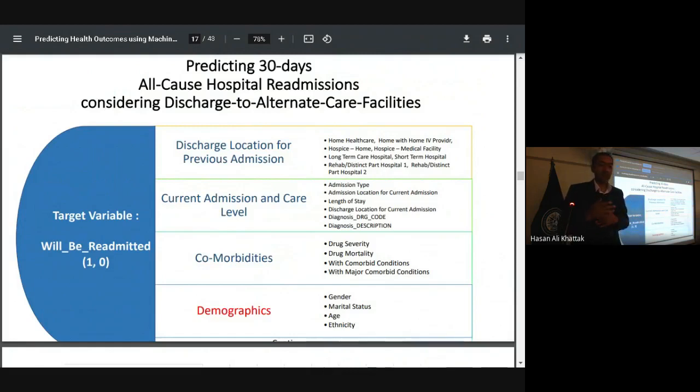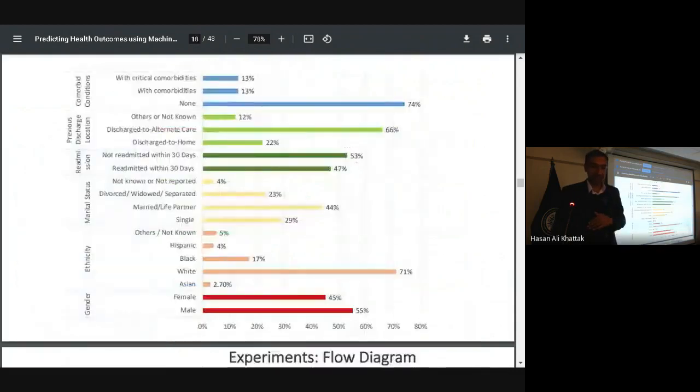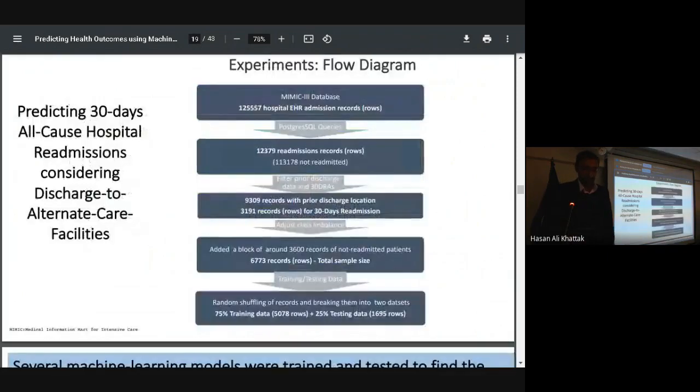So the drug severity, drug mortality level, then the demographic information from gender to ethnicity. So here are the distributions. In general, we took gender, ethnicity, marital status, readmissions, and some discharge location and comorbidity data. The data is mainly taken from the MIMIC database, also some hospital data of the patients, but all the data were de-identified, anonymized data.